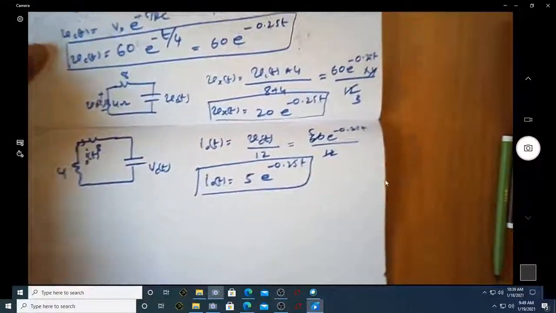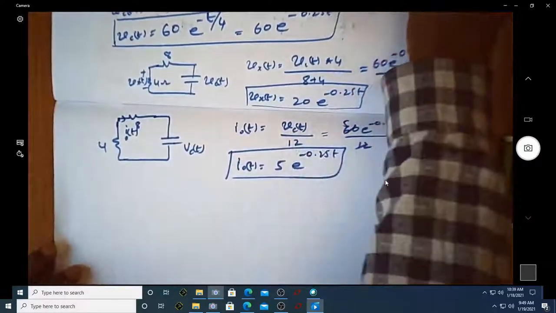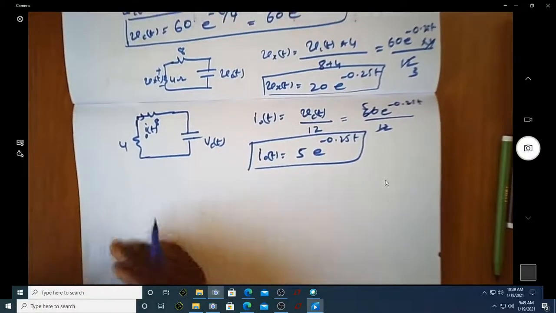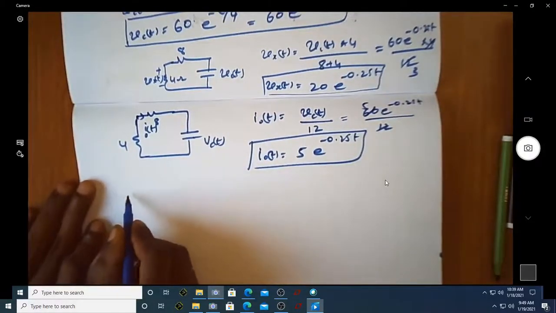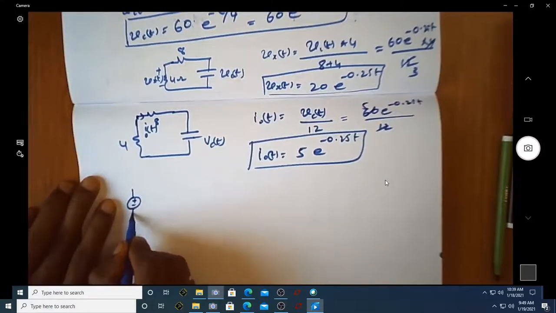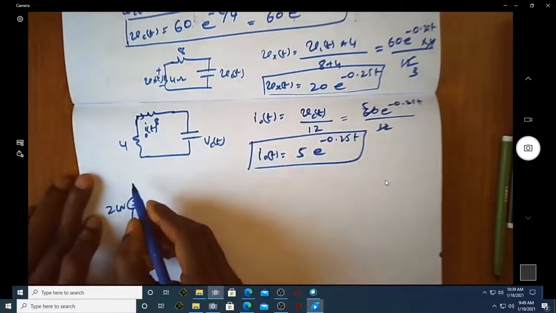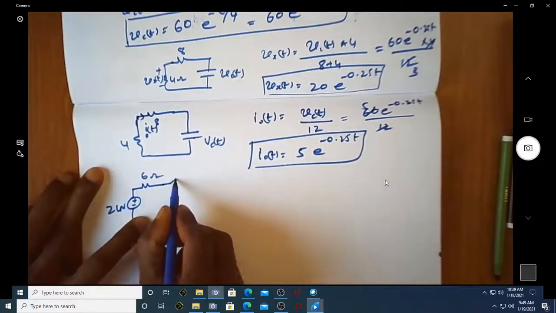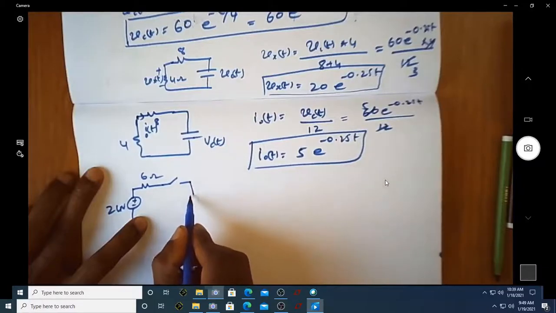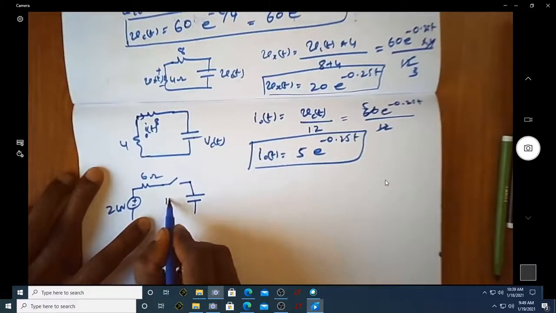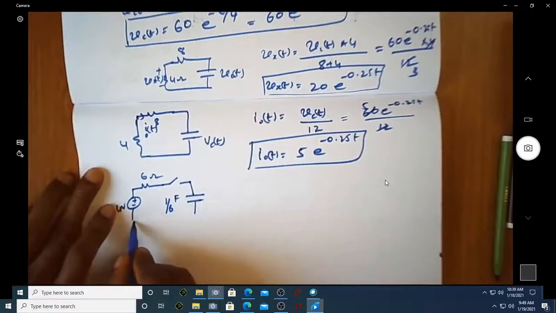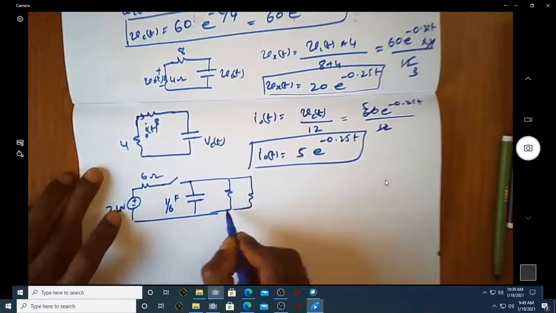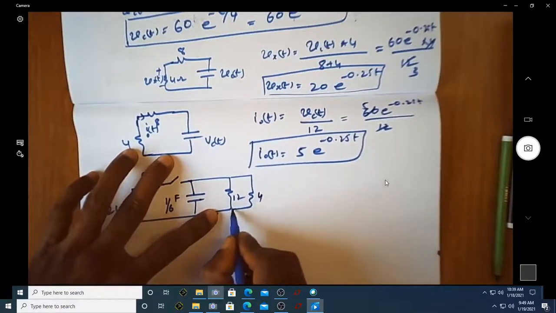Okay, let us also try to work out one more problem where you have something like this type of circuit. So let me consider a voltage source which is 24 volt, and I have a 6 ohm resistor, and I have a switch, and there is a capacitor of value 1/6 farad, and I have two resistors which are connected in parallel. One is 12 ohm, other is 4 ohm.